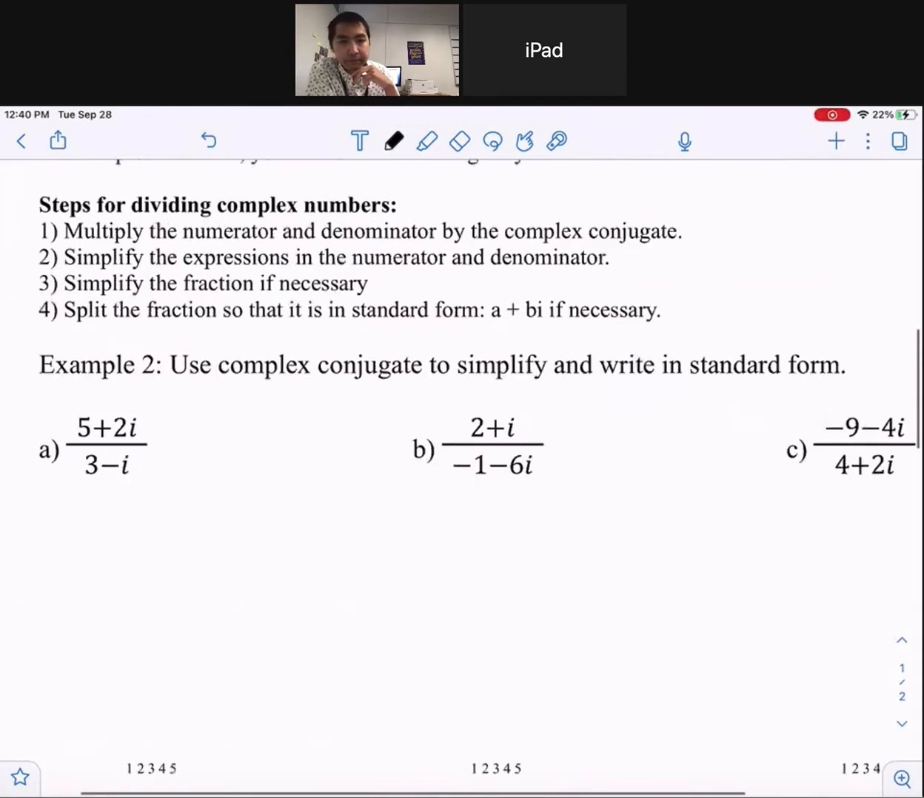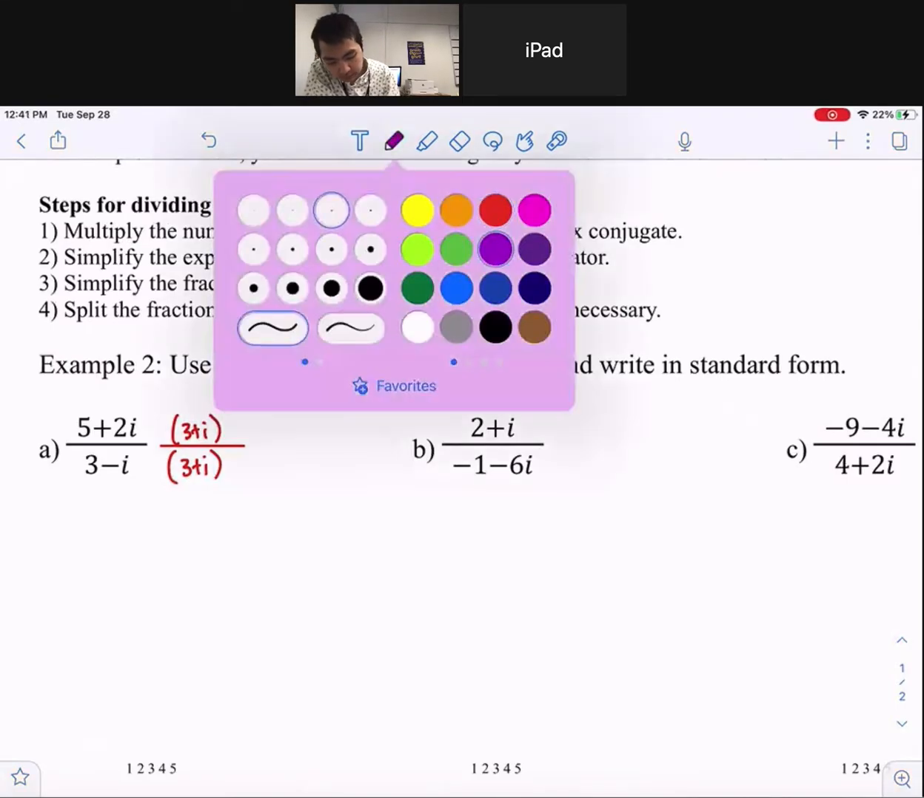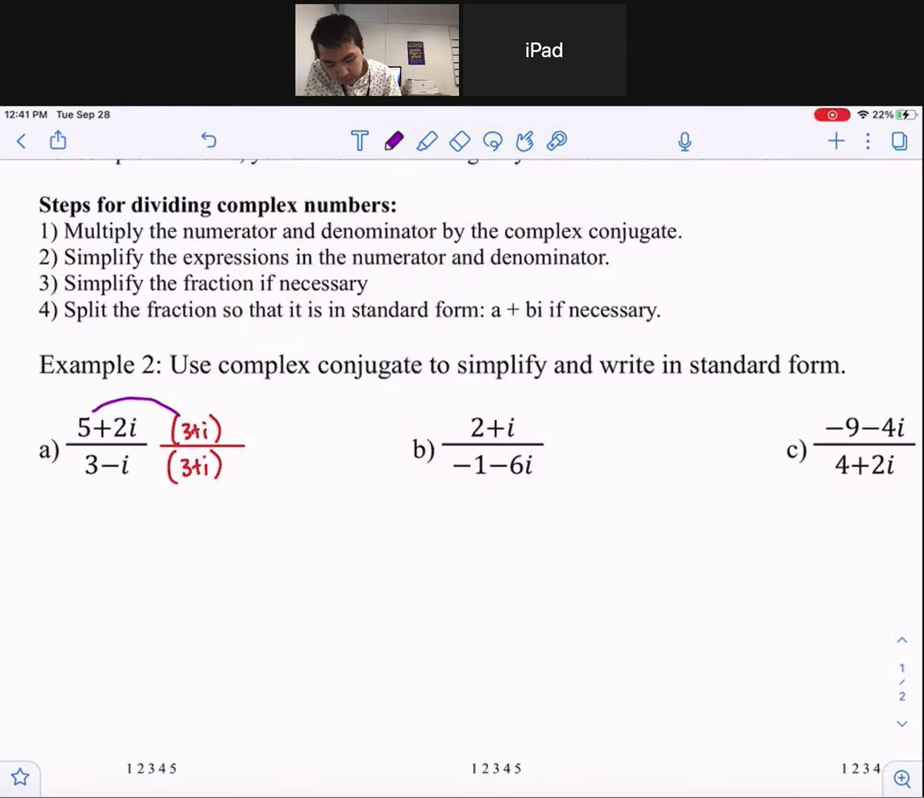So, for part A, follow the steps. What is the conjugate of this denominator? The conjugate of that denominator is 3 plus i. Multiply the numerator and denominator by the complex conjugate, which is 3 plus i over 3 plus i. Then we have to distribute.